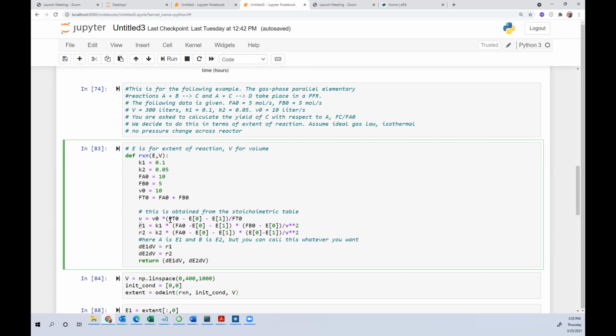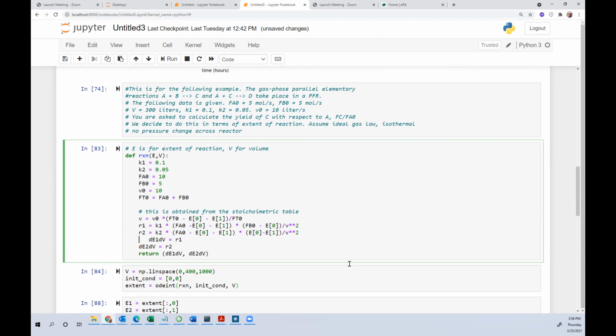R1 is K1 CA, or FA, FB, right, divided by V squared. And then R2 is K2 CA CC, which is eta 1 minus eta 2 divided by V squared. Okay. So yeah, I had a different definition. Okay. So these are the two differential equations. I will double check this one in a moment if that's correct.